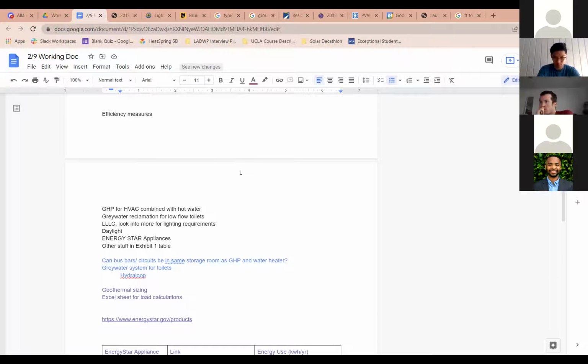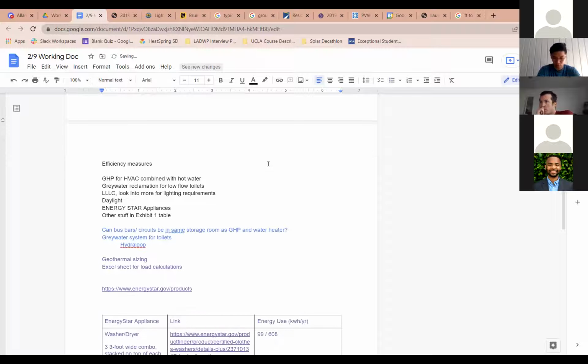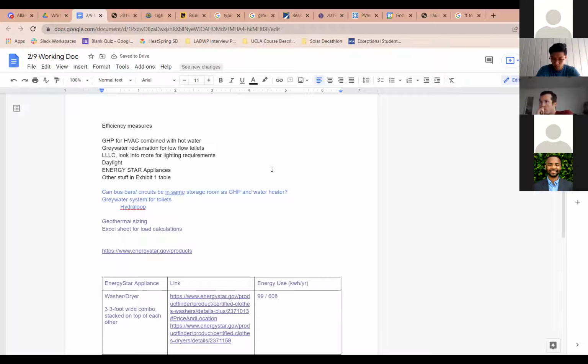Yeah. So these are some of the efficiency measures that we're mentioning. As I mentioned, we have the geothermal heat pump with HVAC combined with the hot water to make those 2 systems work in conjunction with each other, where the waste of one is going to be used by the other to increase the efficiency of our hot water access.